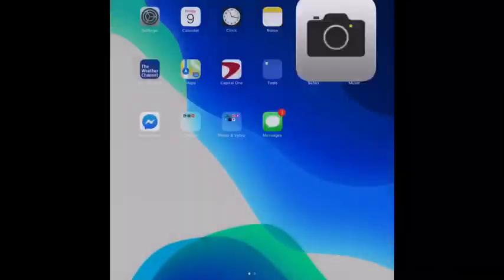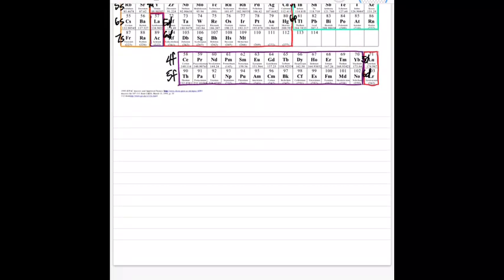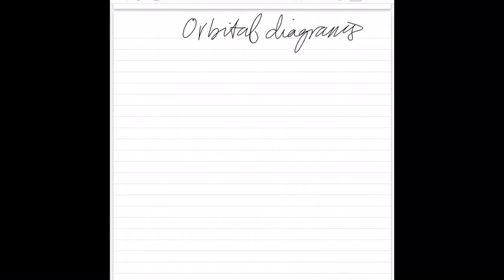Okay, so I'm going to go in my notebook and go to another page and write down, we have 3 rules for orbital diagrams. All right, rule number 1 is, hold on, I gotta find my notes real quick. Here they are. Okay, the rules.